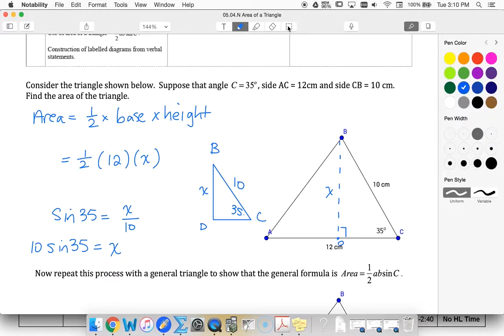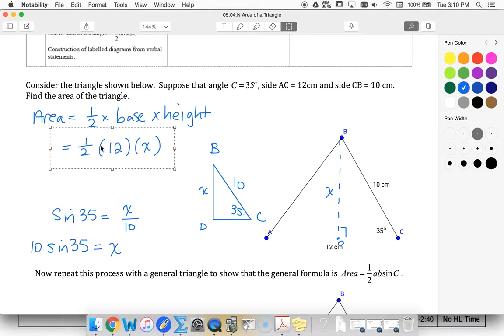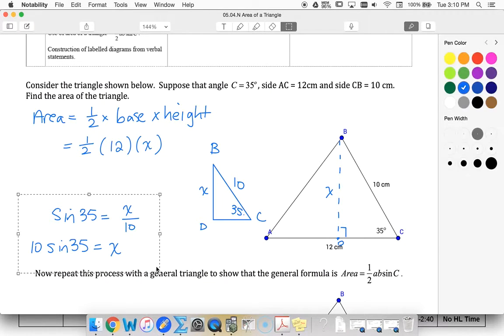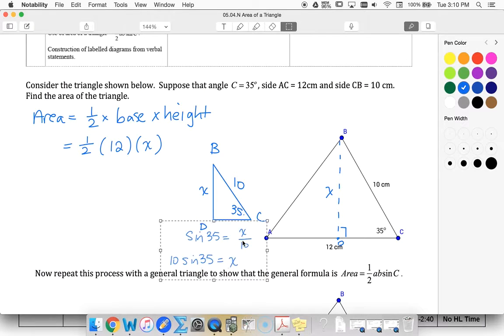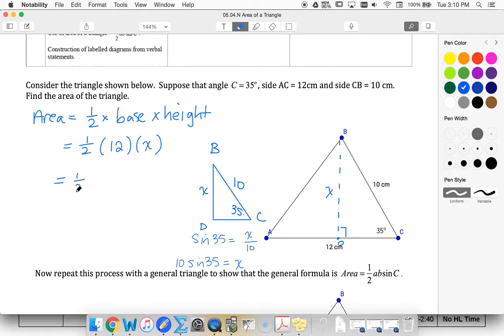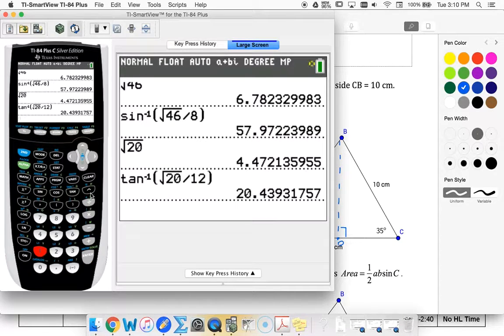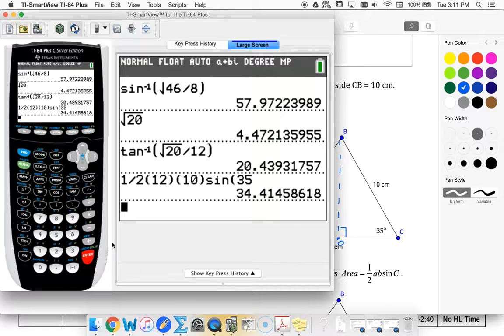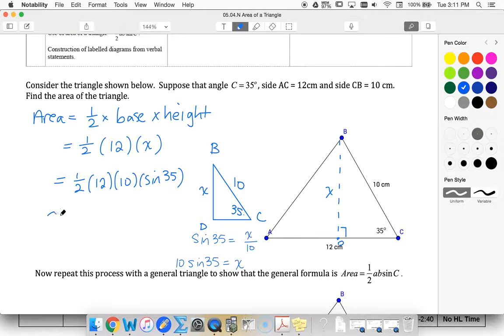So now my area formula, let me just slide this up a little bit, and I'm gonna slide this over to go with that. Okay, so I'm gonna fill in that my area is half times 12, my whole X was 10 sine of 35. So I could put that all into my calculator. 12. It doesn't matter the order. So I could have done the 12 first. 10 sine 35. And my area is about 34.4 square centimeters.